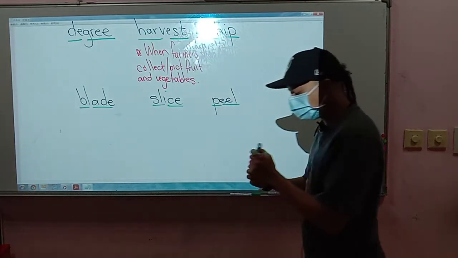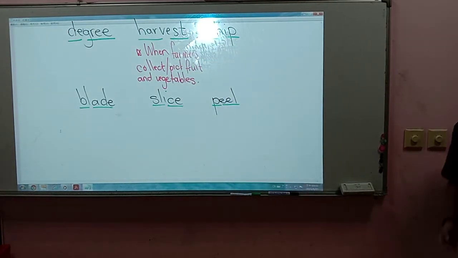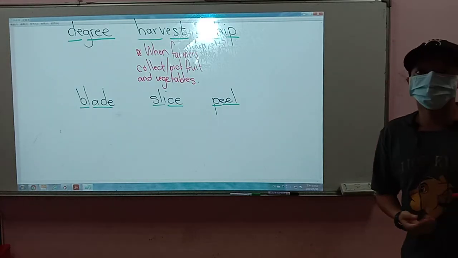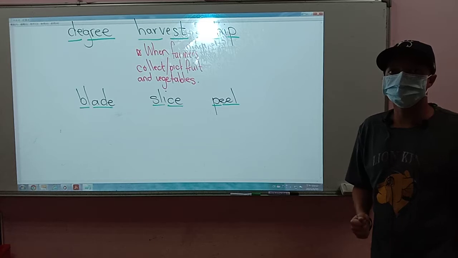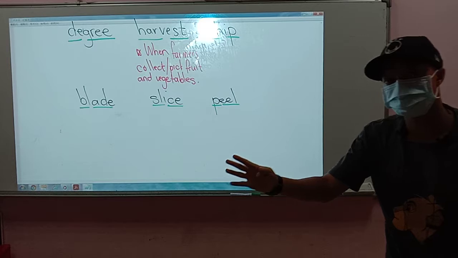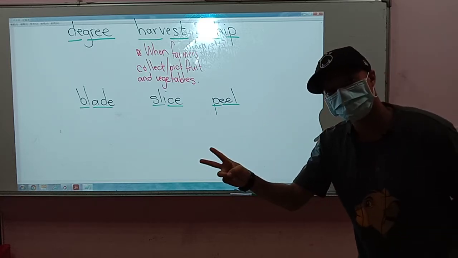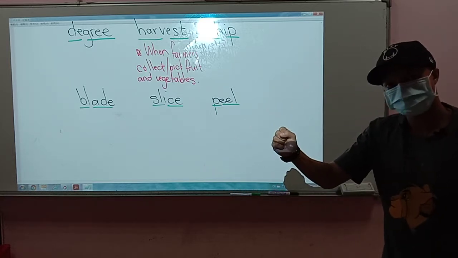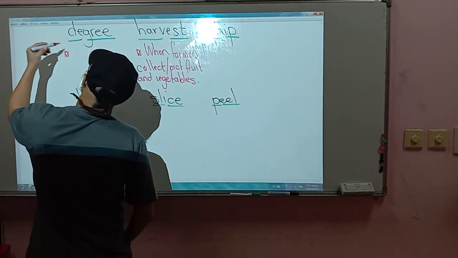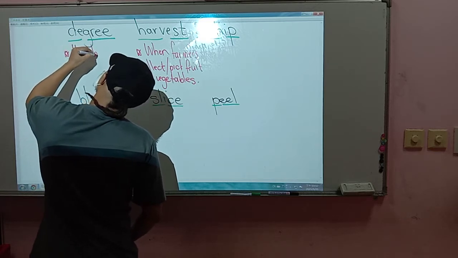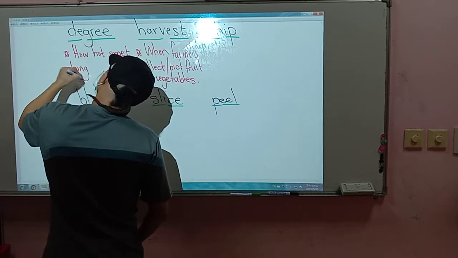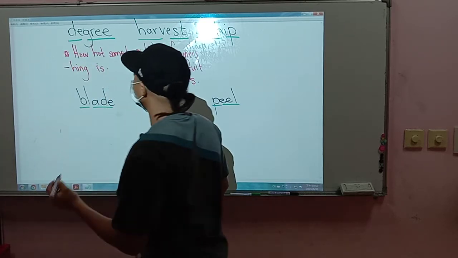Next one. This word means how hot something is. It can be in Celsius, it can be in Fahrenheit. Five seconds. If you chose blade, you are wrong. The correct answer is degree. How hot something is.